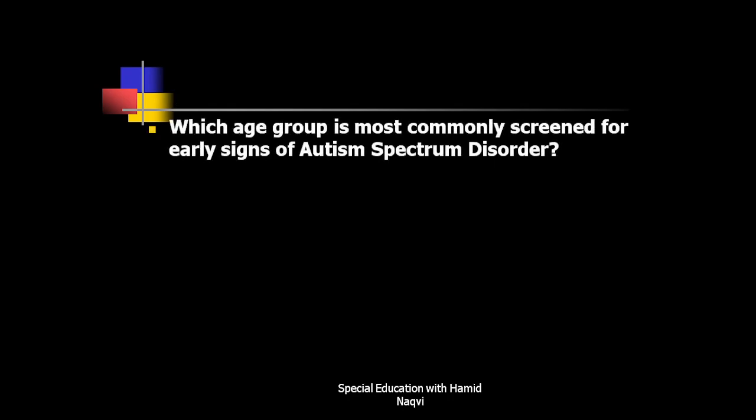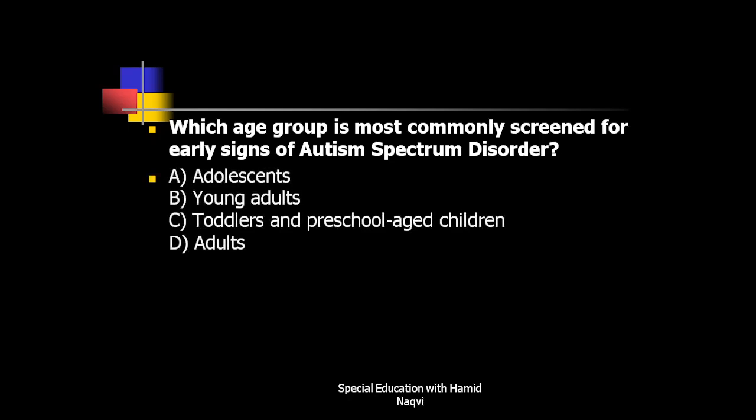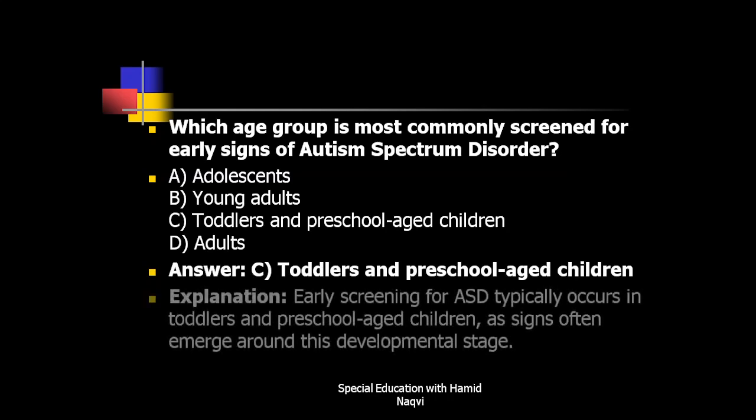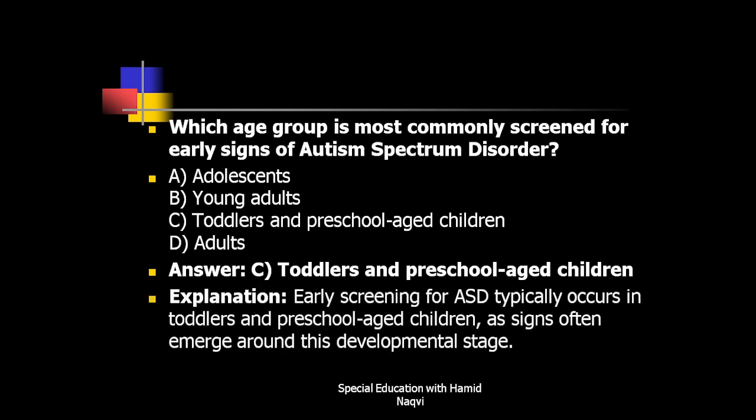Next MCQ is which age group is most commonly screened for early signs of autism spectrum disorder? Adolescents, young adults, toddlers and preschool age children, or adults? The answer is toddlers and preschool aged children. Early screening of ASD typically occurs in toddlers and preschool age children as signs often emerge around this developmental stage.